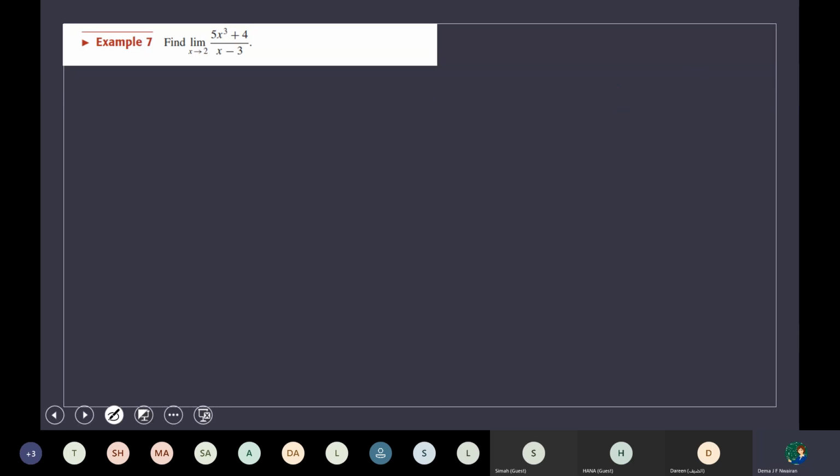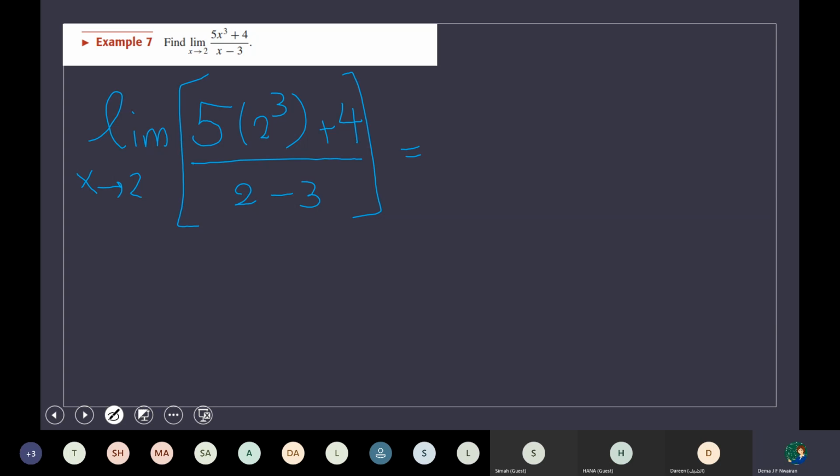Let's do now the rational function. For the rational function, you will do the same. It will be the limit as x approaches 2, like 5 times 2 cubed plus 4 over 2 minus 3. 2 cubed is 8, times 5 is 40, plus 4 is 44, over negative 1, and the answer is negative 44.